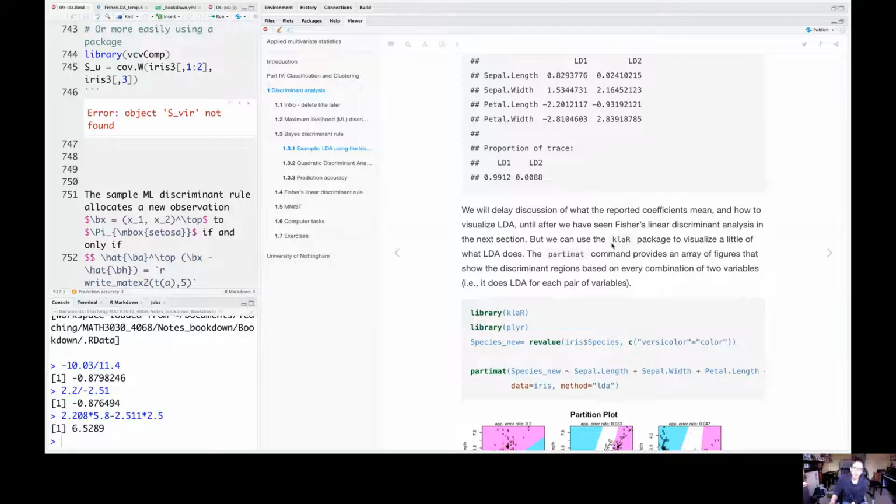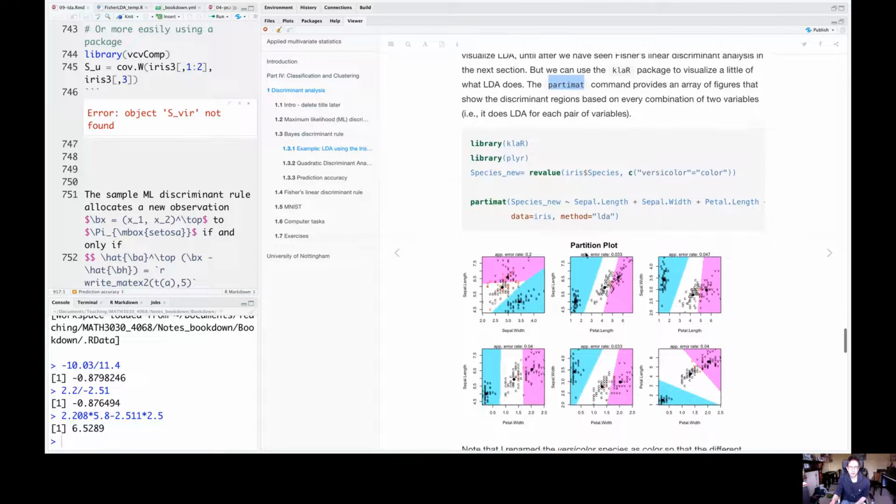But in the meantime, we can use this klaR package to visualize something about it. So there's a command in there that's useful called partimat. And what partimat does, if you specify the method to be the LDA method, is it does LDA for each pair of variables. So here it's done LDA with sepal width and sepal length as our x's, LDA with petal length and sepal length, with petal length and sepal width, and so on. Okay, and because we've only got two covariates in these cases, we can visualize the decision boundaries.